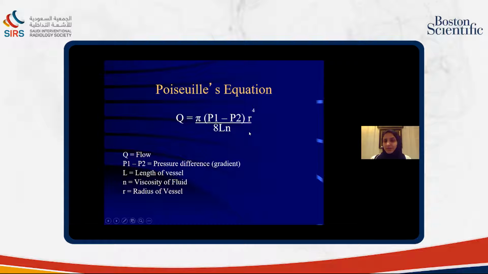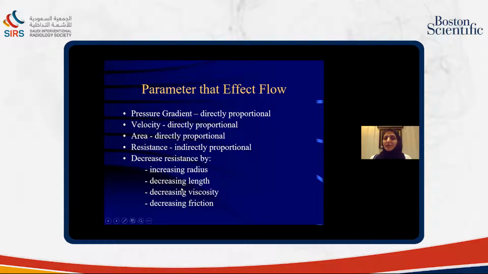This is our fabulous equation in vascular. You will see different parameters in this equation: Q, which is the flow, the difference in the pressure gradient, length, the viscosity of the fluid, and the radius. These parameters affect the flow in the vessels. The pressure gradient is directly proportional to the flow. Velocity is also directly proportional, area directly proportional, and resistance inversely proportional. Decrease resistance by increasing radius, decreasing length, and decreasing viscosity and friction.